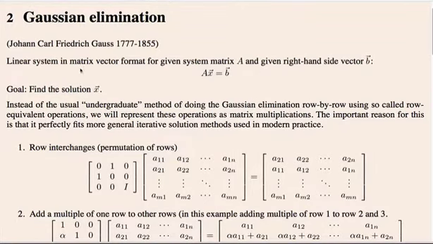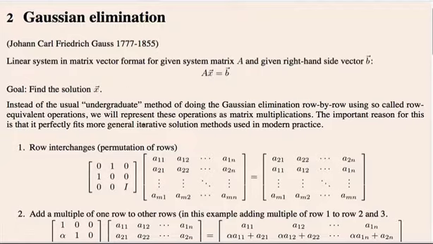Chapter 2, Gaussian Elimination. This is named after Johann Carl Friedrich Gauss, a German mathematician who lived in the 18th century and the 19th century. We consider a linear system in matrix vector format for a given system matrix A and given right-hand side vector B. So the matrix vector format is Ax equals b, and the goal is to find the unknown vector x.